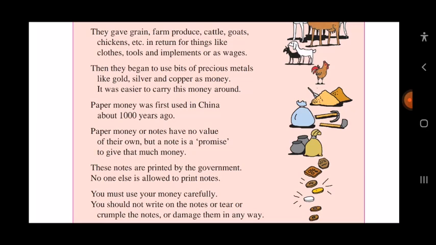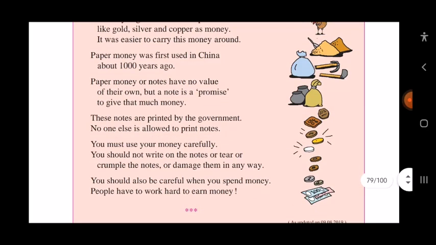Paper money was first used in China about 1,000 years ago. So paper money, that is the notes, was first used in China around 1,000 years ago. Paper money or notes have no value of their own, but a note is a promise to give that much money. Paper money does not have much value, but if you have a note with you, you keep it very carefully because it has value, right? Money has value, so you keep it very carefully with you.